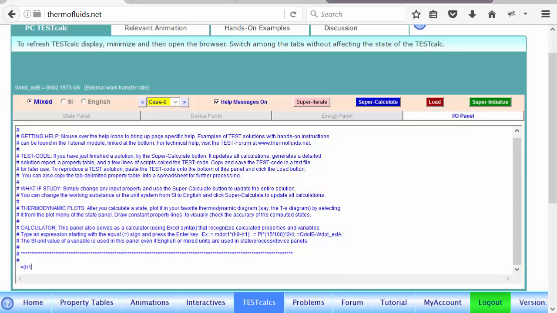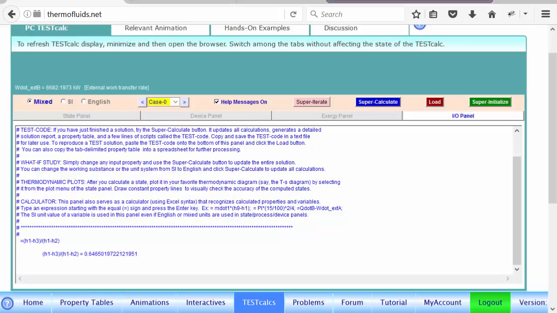So h1 minus h3 divided by h1 minus h2. These are enthalpy differences proportional to work output of the actual and ideal turbine, and that produces an efficiency of 64.65%. What we got was 65%, so pretty close, 64.65 and 65. So I'd say this is a pretty good answer.